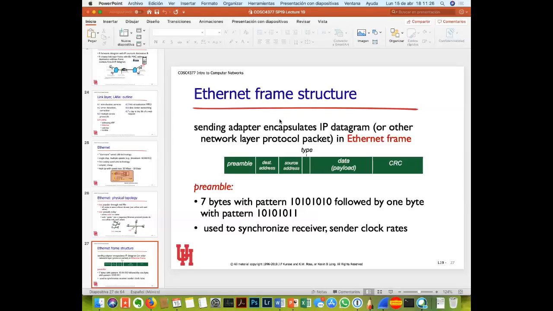And it's 7 bytes of alternating ones and zeros, and the 8th byte is alternating ones and zeros except the last 2 bits repeat 1. So it's 1 0 1 0 1 0 1 0 1 0 1 0 and so on.